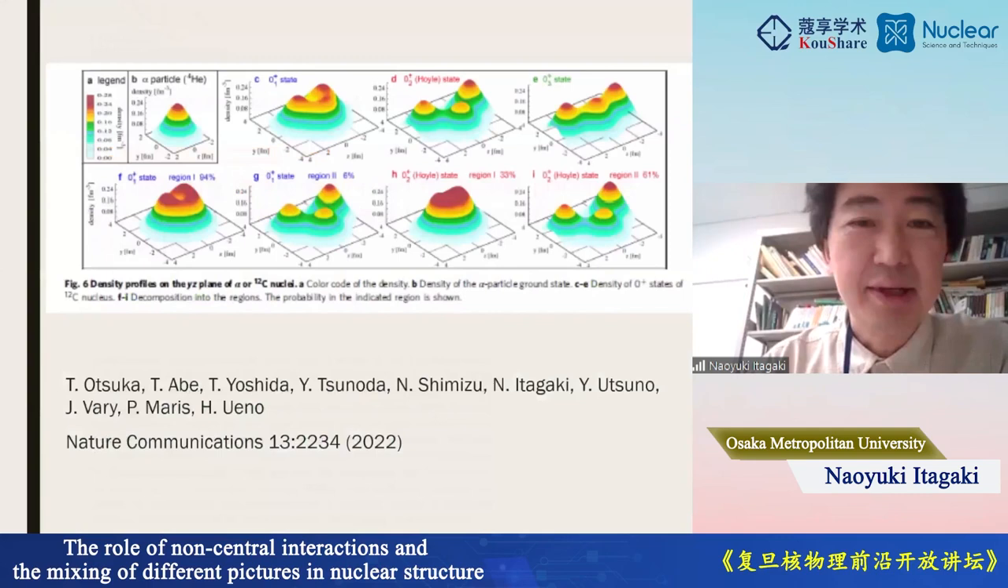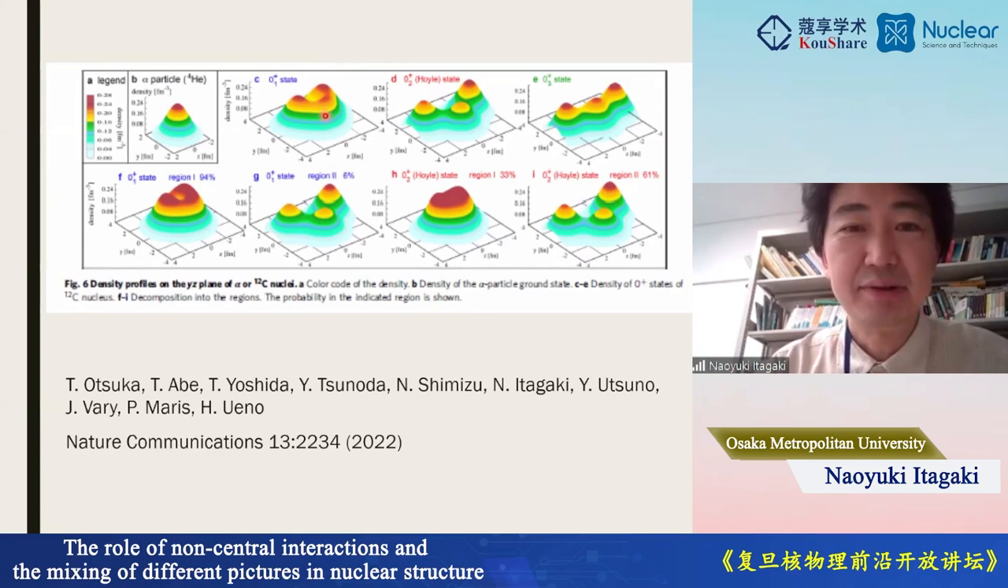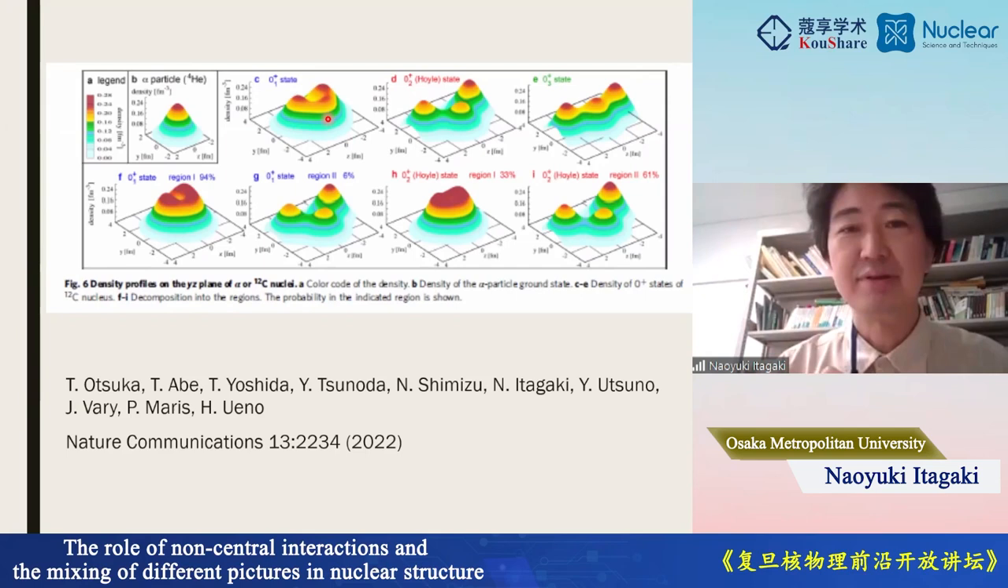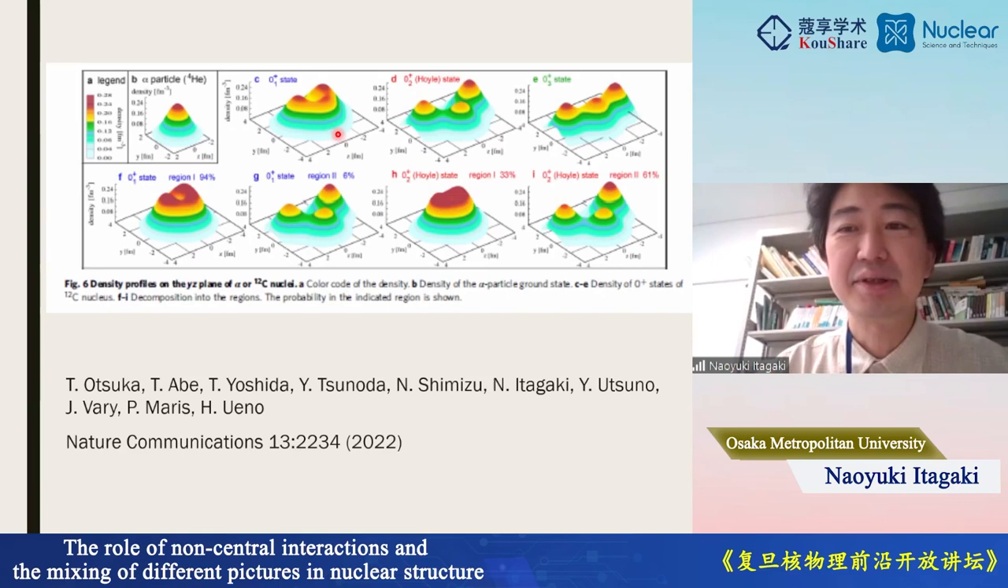Today I'd like to focus on the ground state, not the Hoyle state, but the ground state of carbon-12. According to the shell model, it has this kind of density, very interesting. You can see there are remaining three alpha particles, but the alpha particles are slightly broken, melting. This is the achievement of the shell model calculation, but they are using a frontier supercomputer, a very expensive one, of course. So this is a large calculation.